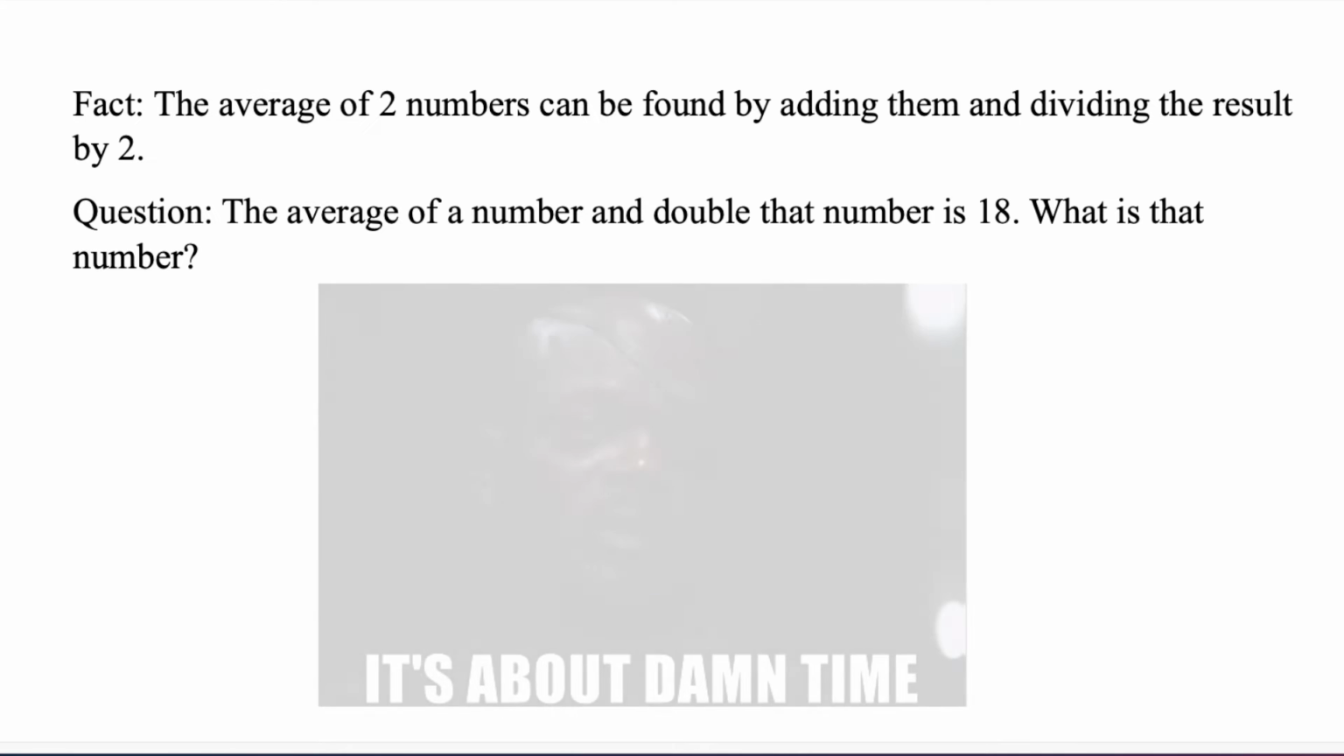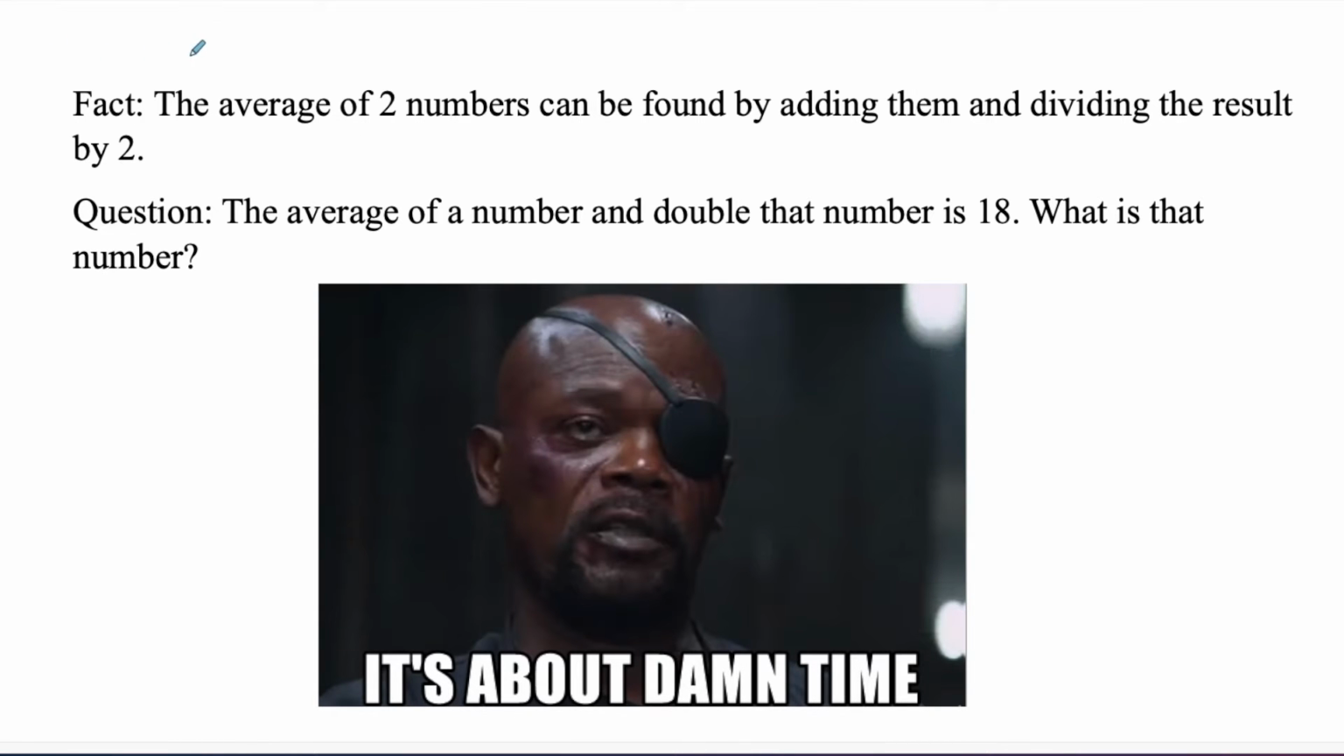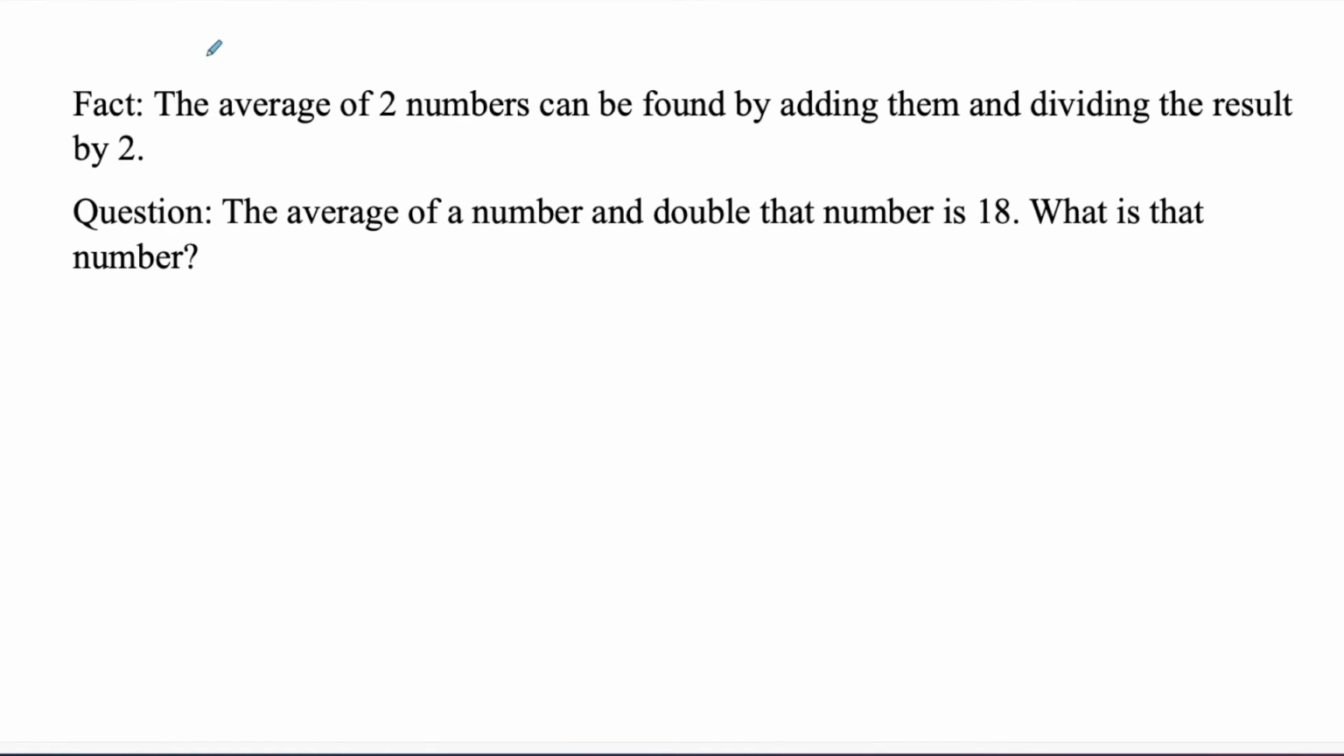Alright, and now we come to our final example. This is a worded example, and like I said earlier, worded examples are always challenging and students struggle with them. So I'm just going to go through this example and hopefully it will start to make some sense. You have the average of 2 numbers can be found by adding them and dividing the result by 2.